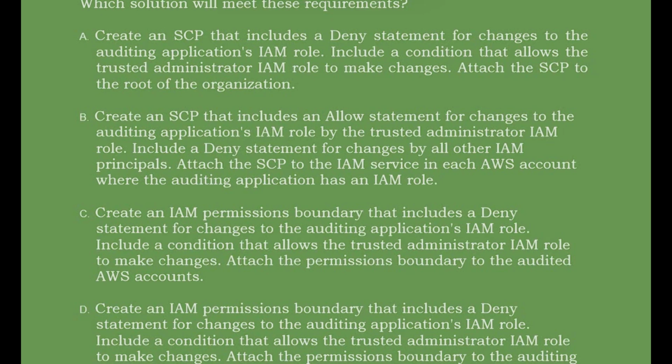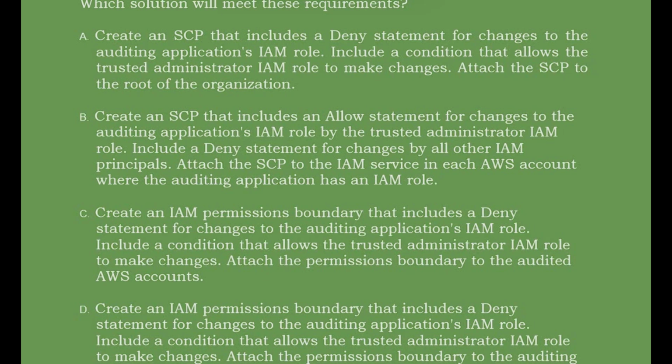Option B, create an SCP that includes an allow statement for changes to the auditing application's IAM role by the trusted administrator IAM role. Include a deny statement for changes by all other IAM principals. Attach the SCP to the IAM service in each AWS account where the auditing application has an IAM role.